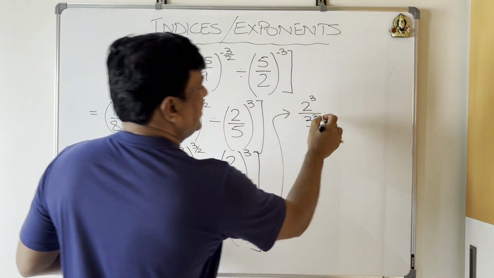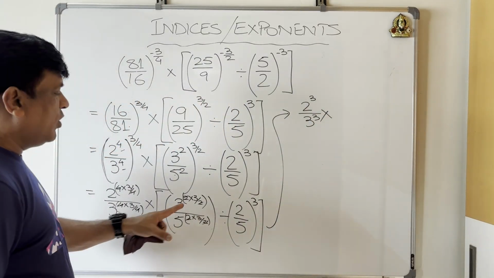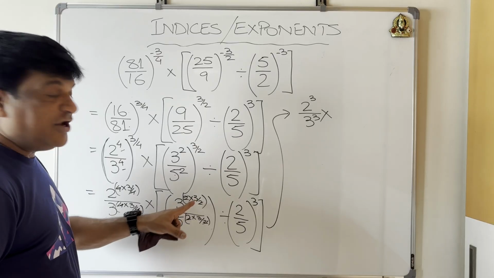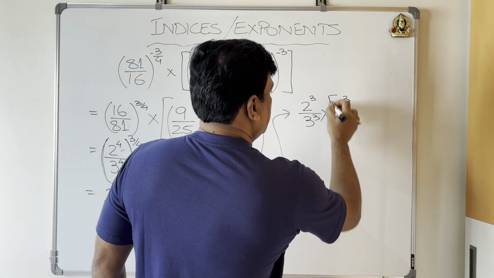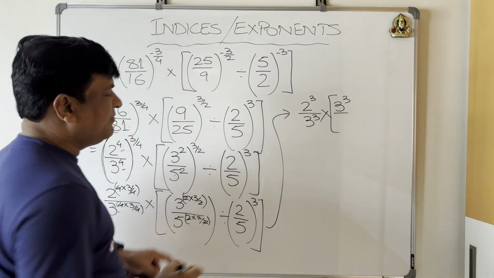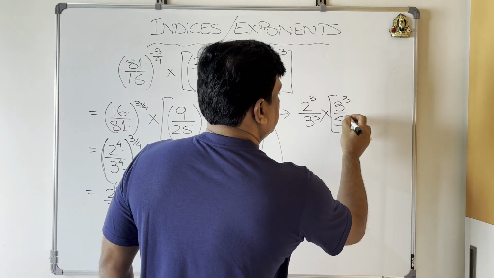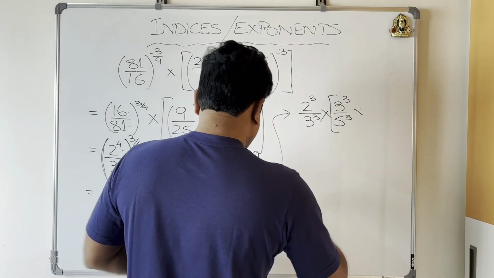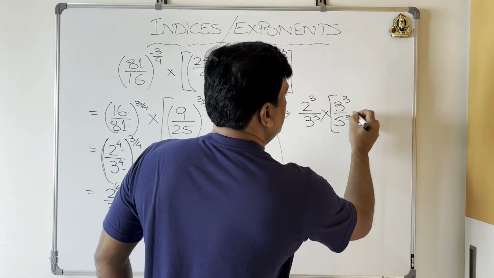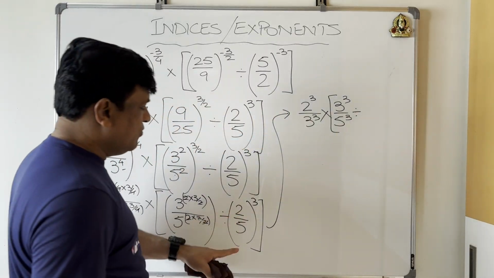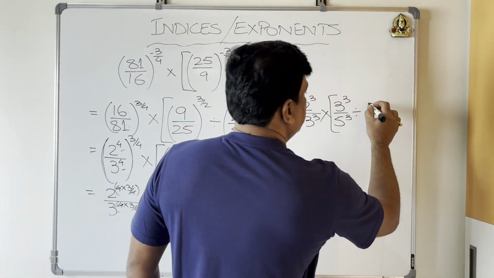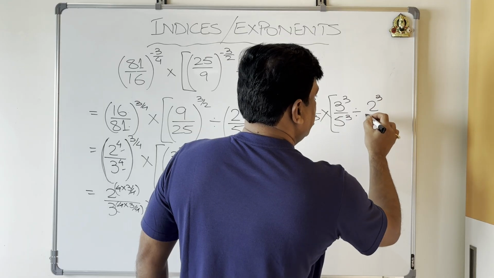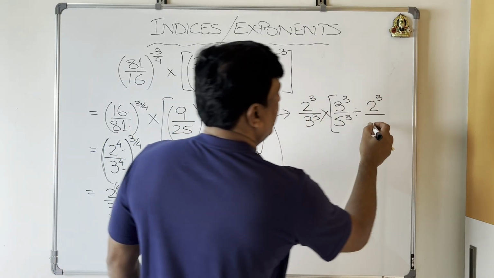Right? This multiplication sign, put into. What are you left with over here? It's 3 to the power 3. What are you left with over here? It is 5 to the power 3. Into, this is a division sign, not an into. Inside the bracket, what do you have over here? It is 2 to the power 3. 2 to the power 3 divided by 5 to the power 3.